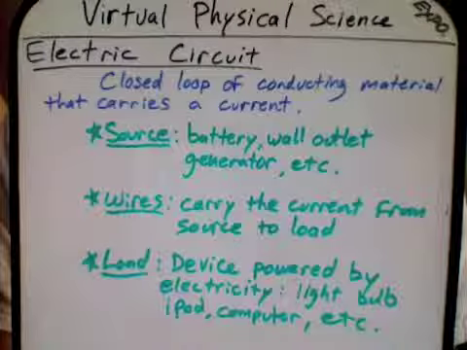Most electric circuits are going to contain three types of things. First, a source of some kind of electrical energy, usually a battery or the outlet of a wall or a generator, something like that provides the energy. And then wires, something conducting, copper, aluminum, something like that, carries the current from one place to another, from the source to the load. And the load is the device powered by the electricity. It's the whole point of having the circuit in the first place, like a light bulb, an iPod, computer, or something like that.